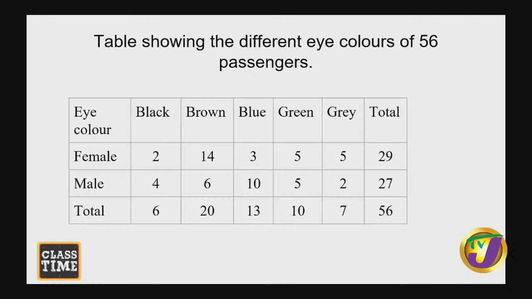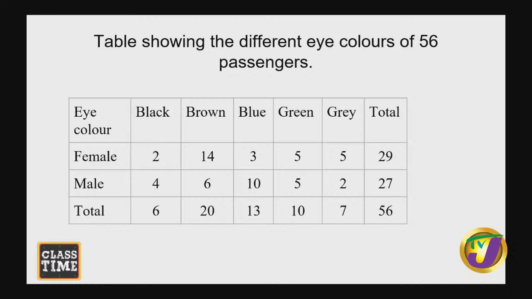Yeah, well, we don't know. They really couldn't go up to people and ask them. So they recorded: 2 females with black eyes, 4 males with black, brown, 14 females, 6 males. You can look at the array. But we're asked a simple question.